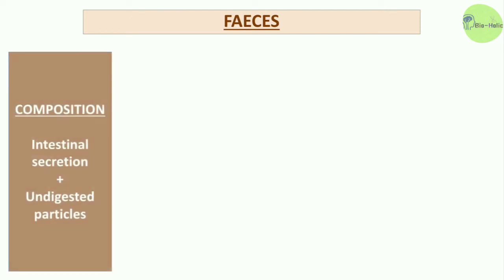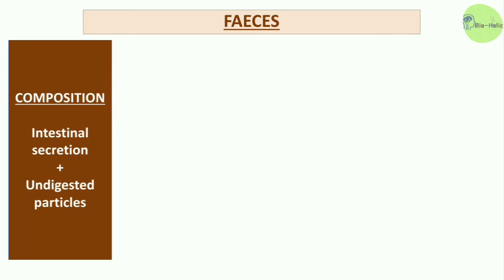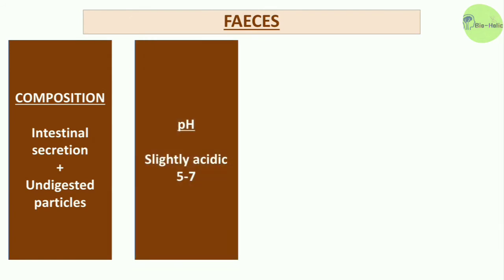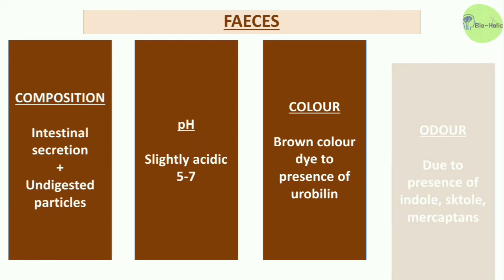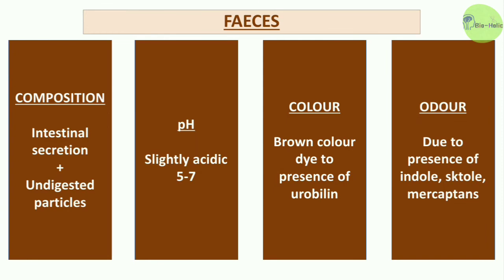Now let us know the feces. The feces have many things. The main things are the intestinal secretion and the undigested food particles. The pH of feces is slightly acidic, which ranges from 5 to 7 pH. The color is brown and it is because of the urobilin. There is presence of odor in this feces, which is due to presence of indole, skatole and mercaptans in the feces.